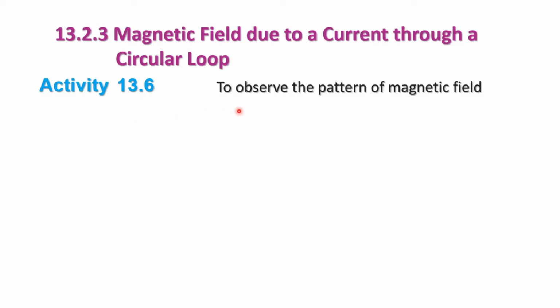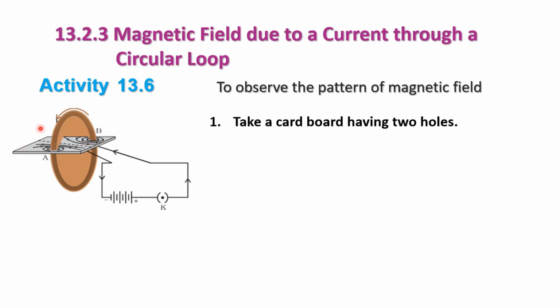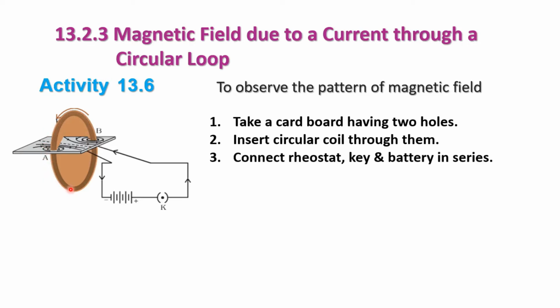Now what do you mean by loop? If we bend a straight wire, it will form a loop. For this, consider one activity. In this activity also we are going to observe the pattern of magnetic field. Take a cardboard having two holes. So this is a cardboard. This one and this one. These are the two holes. Insert a circular coil through them. So a coil is inserted through these holes.